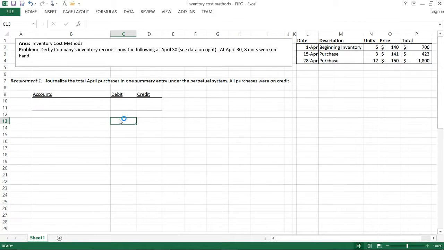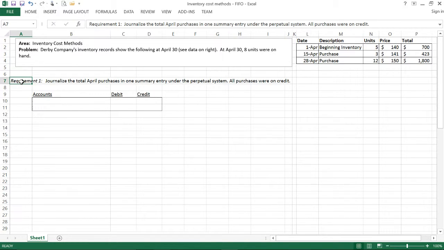Alright, in this video we will be journalizing transactions relating to inventory. So let's get right to the problem here. Derby Company's inventory records show the following at April 30th. So let's take a look at this data table here. And also keep in mind that on April 30th, 8 units were at hand. This part will be critical in one of the later requirements. We'll get to that later.